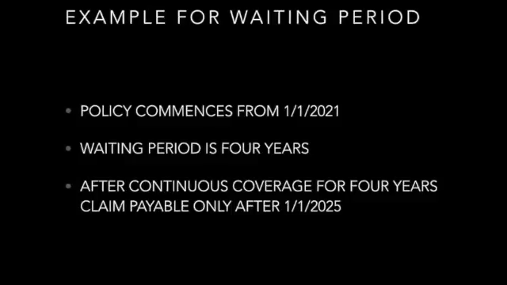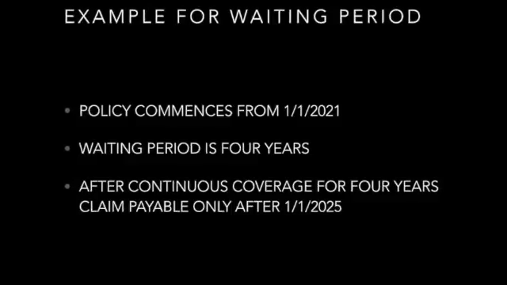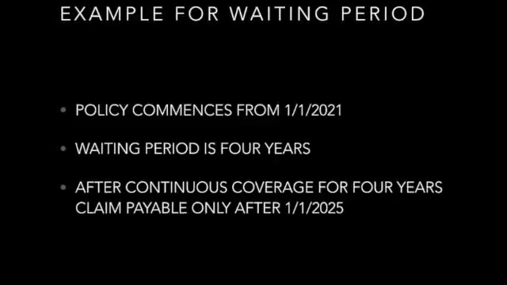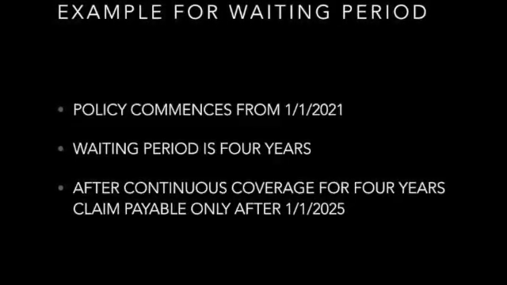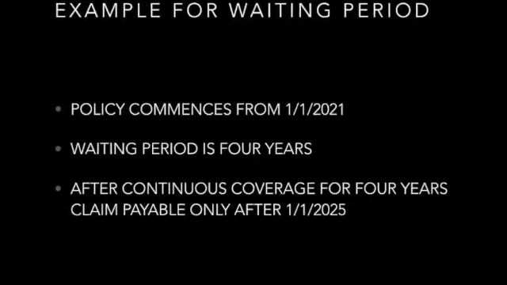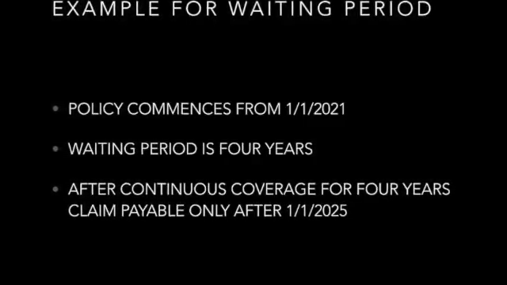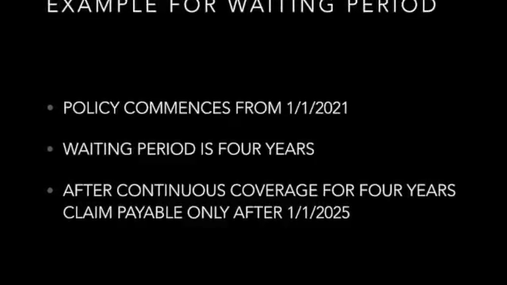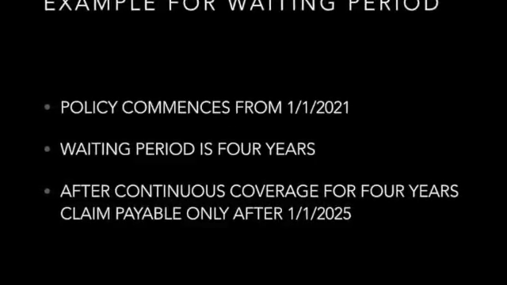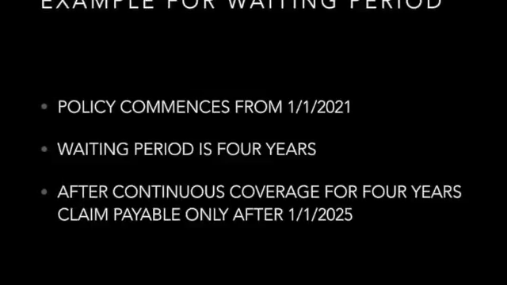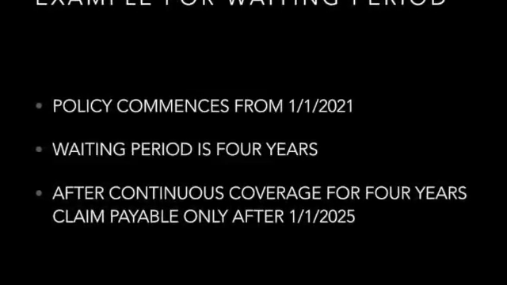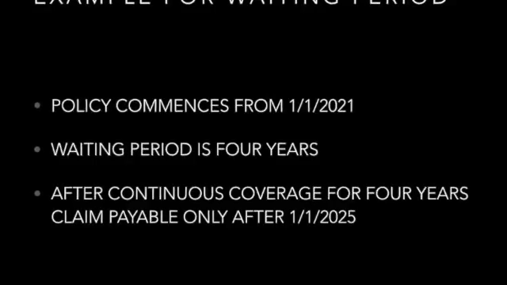What this effectively means is that if the policy commences on 1st January 2021, after continuous coverage of 4 years, that is, after 1st January 2025, the insurance company will entertain claims in respect of these illnesses. So, if you are insuring your aged parents, check the waiting period for cataract and joint replacement surgeries, or if you are planning to start your own family, check the waiting period for maternity cover.